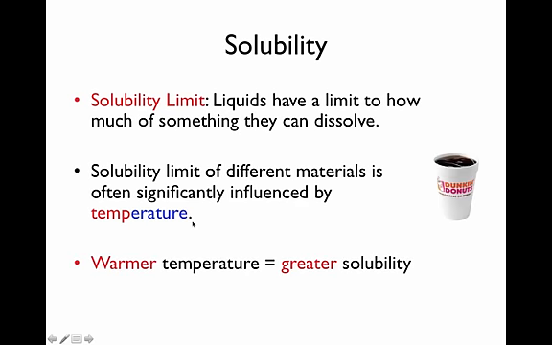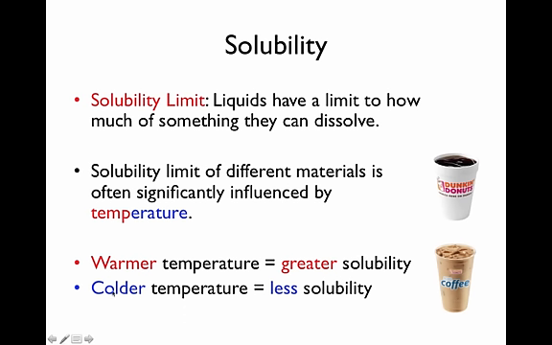And what I mean by that is that in general, if the temperature of a liquid is relatively warm, then that liquid usually is able to dissolve more of a particular material. And you say that the material has greater solubility in a warmer liquid. So you can imagine a warm Dunkin' Donuts coffee. It can dissolve a relatively large amount of sugar, because the solubility limit of this hot coffee influences how much sugar the coffee can dissolve.